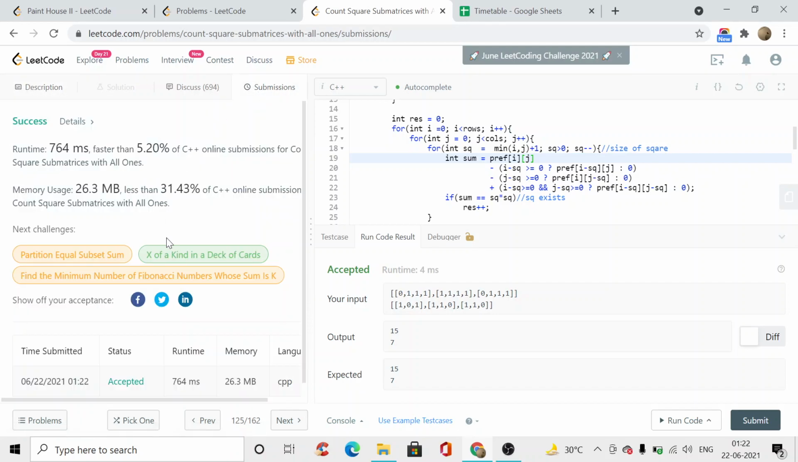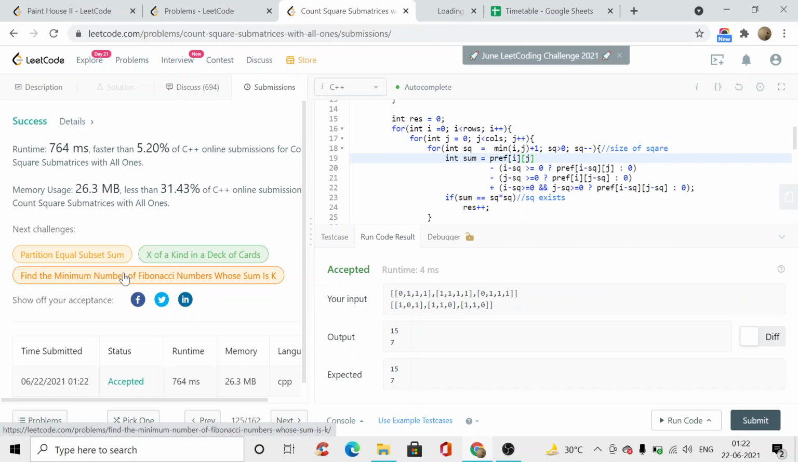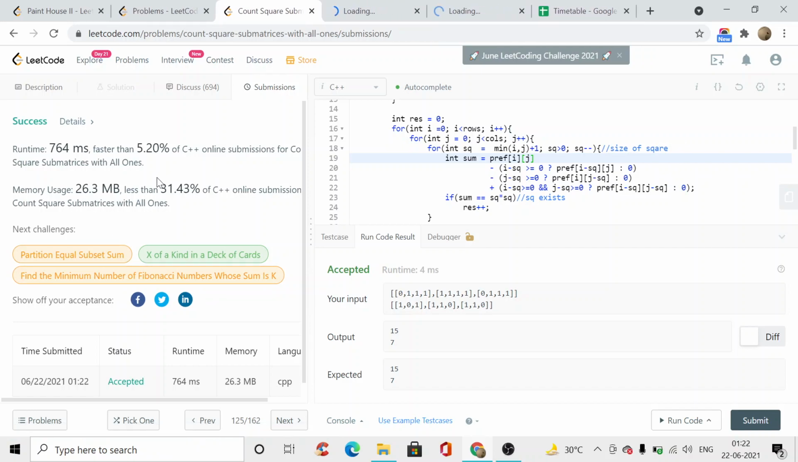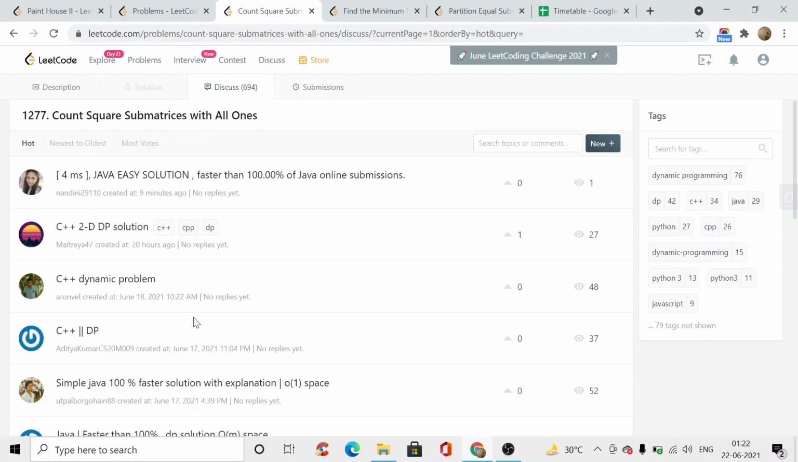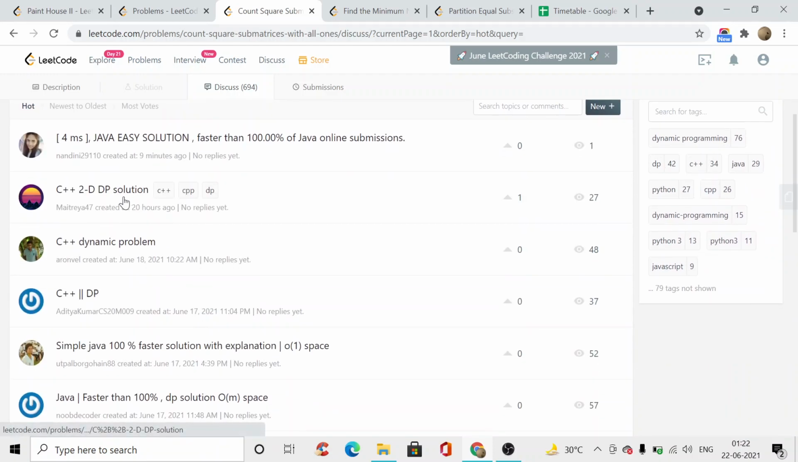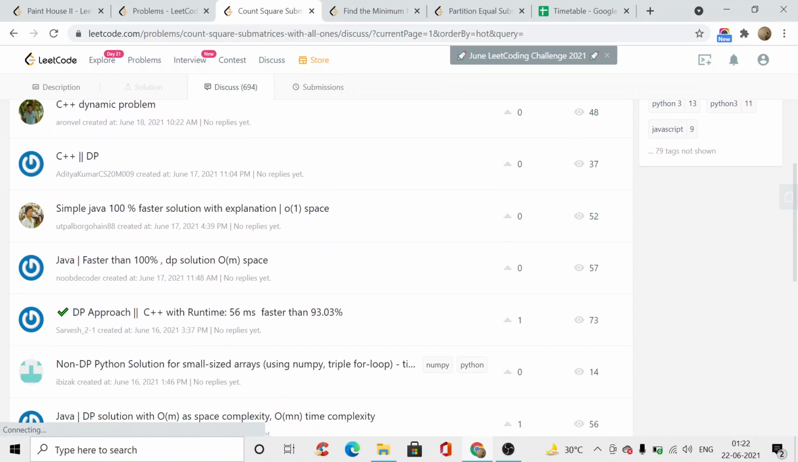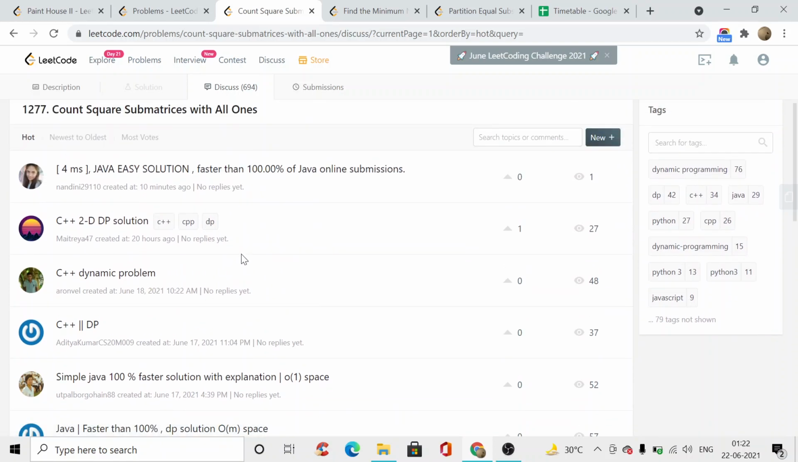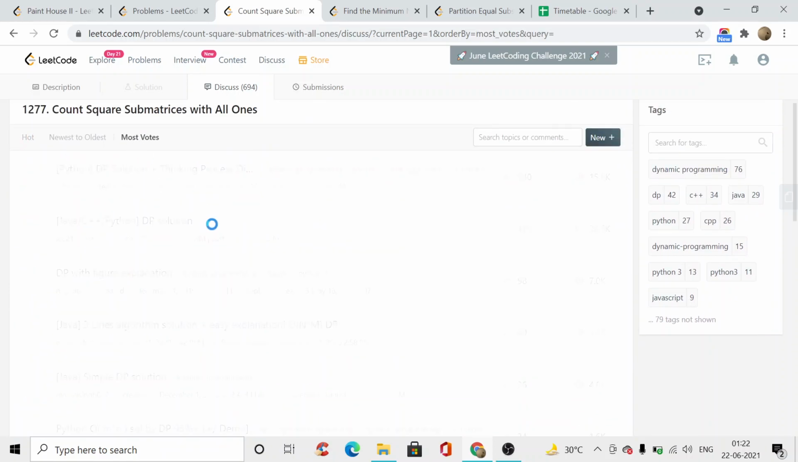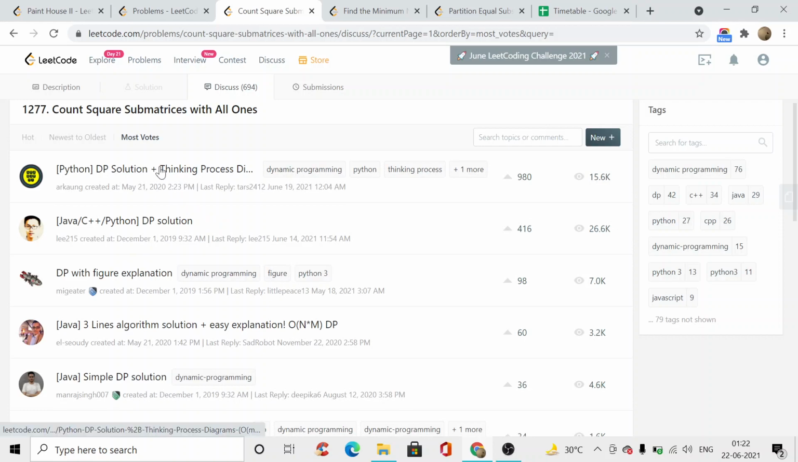So let's just keep this for future. And okay, it is faster but it's not very good, so let's check what is the discussion going on. Which one is it? DP.